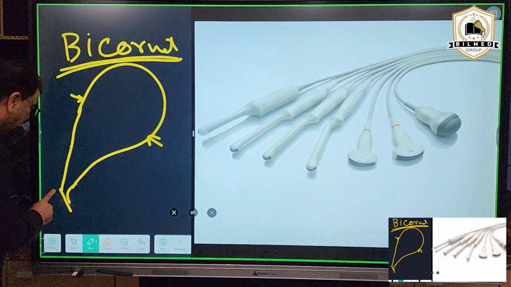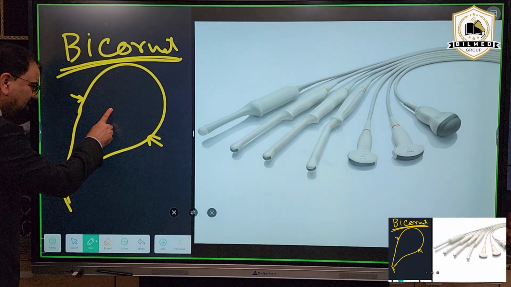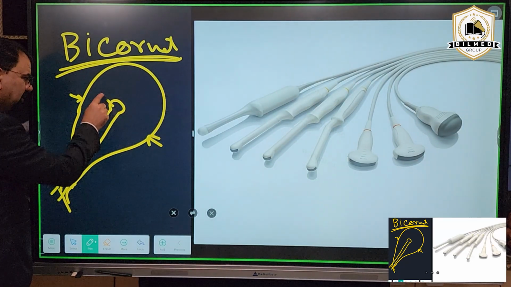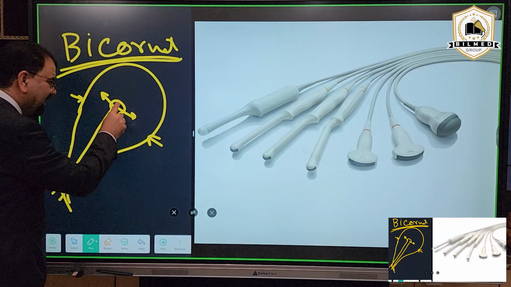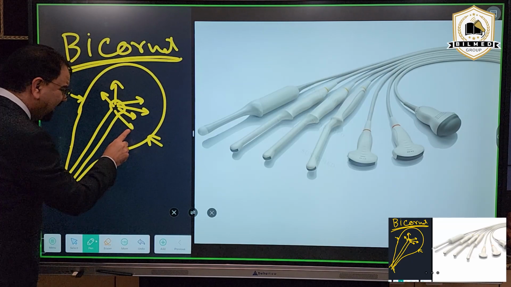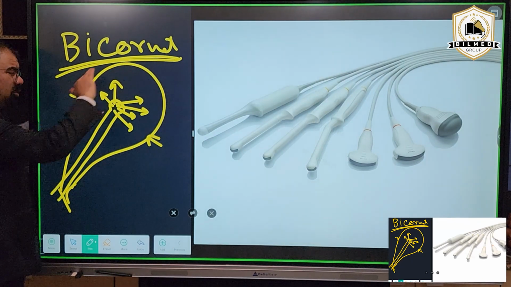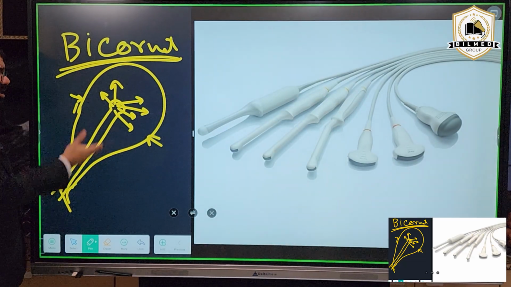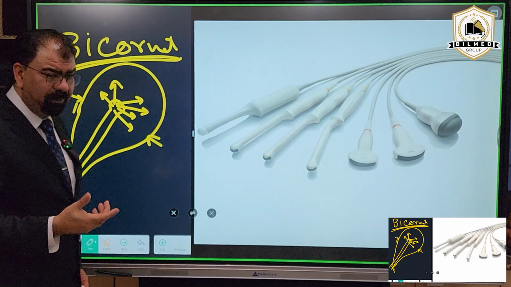when I am inserting the probe, try to understand. I am inserting the probe. This probe cannot penetrate, and if it cannot penetrate, how will it show me the contours of the uterus? And if I am not seeing the contours of the uterus, how can I make a diagnosis of a bicornuate uterus?